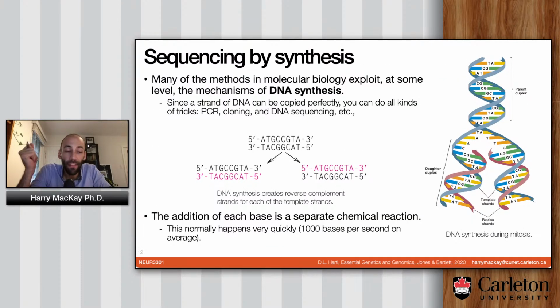Many of the methods that are central to molecular biology exploit at some level the mechanisms that already exist in nature to do DNA synthesis. Of course, DNA can be copied perfectly many, many times over, and this tendency leads to all kinds of tricks. PCR, in addition to using the trick of hybridization, also uses DNA synthesis, because you have DNA polymerase in your PCR reaction that's actually building the new strand of DNA and copying it. Cloning also uses synthesis, and of course DNA sequencing.